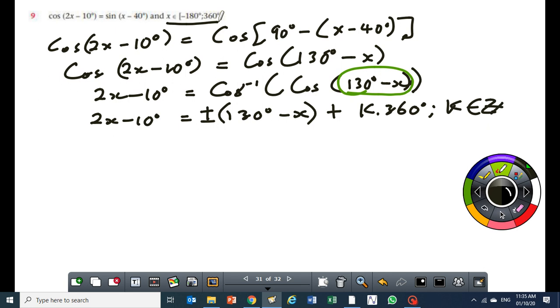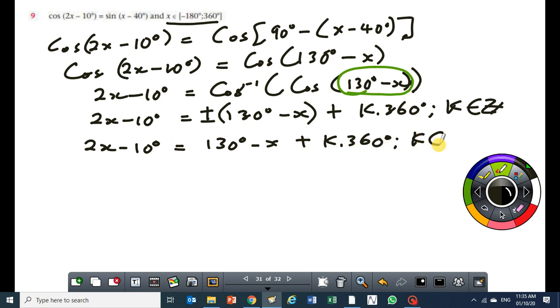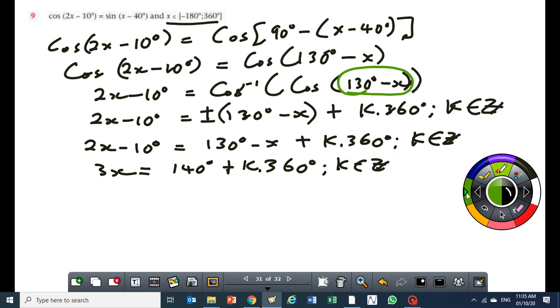So let me take the positive here. Because the way it is written here, it can be confusing, I'm going to split this up into two. So the first one will be 2x minus 10 degrees is equal to the positive of these two, that's 130 degrees minus x plus k times 360 degrees, where k is an integer. Then I'll take the minus x to the left, you get 3x. Take the minus 10 to the right, you get 140 degrees plus k times 360 degrees, where k is an element of Z. So that's the first.